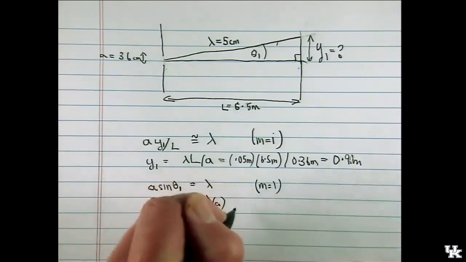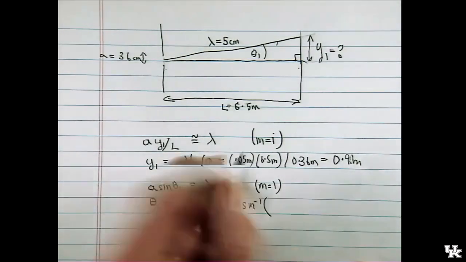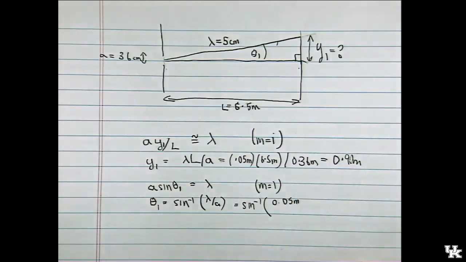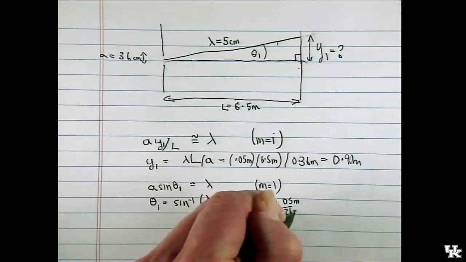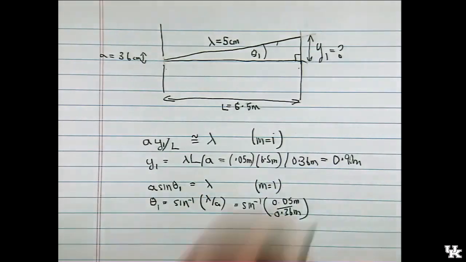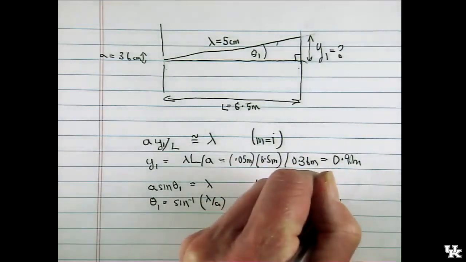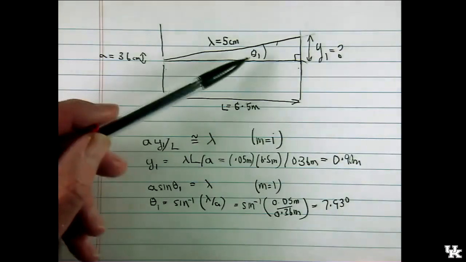And again, if I put in the numbers, I've got 0.05 meters, that's the wavelength, and 0.36 meters, that's the aperture width. I've already calculated this, and this was 7.93 degrees. So that's the angle. At this point, look at this right angle triangle upstairs here. We know the angle in the triangle.